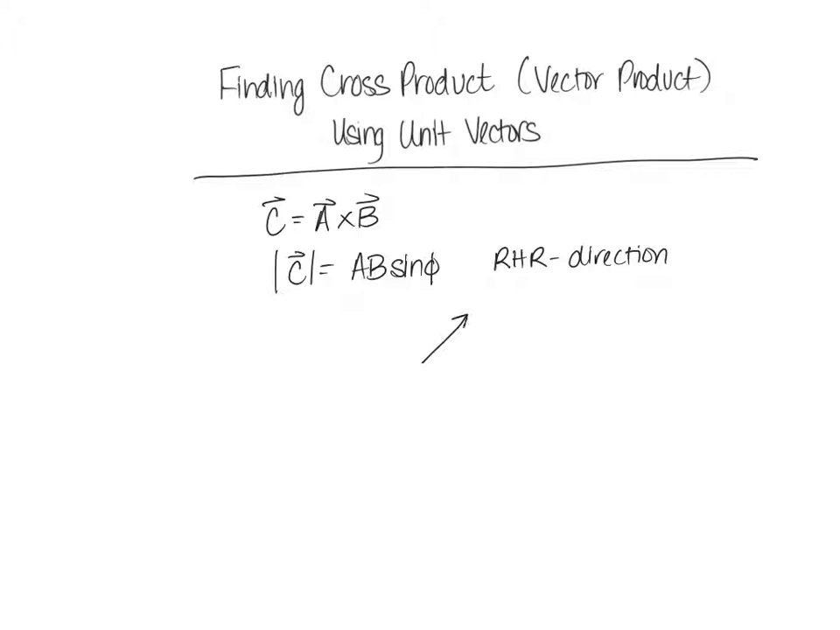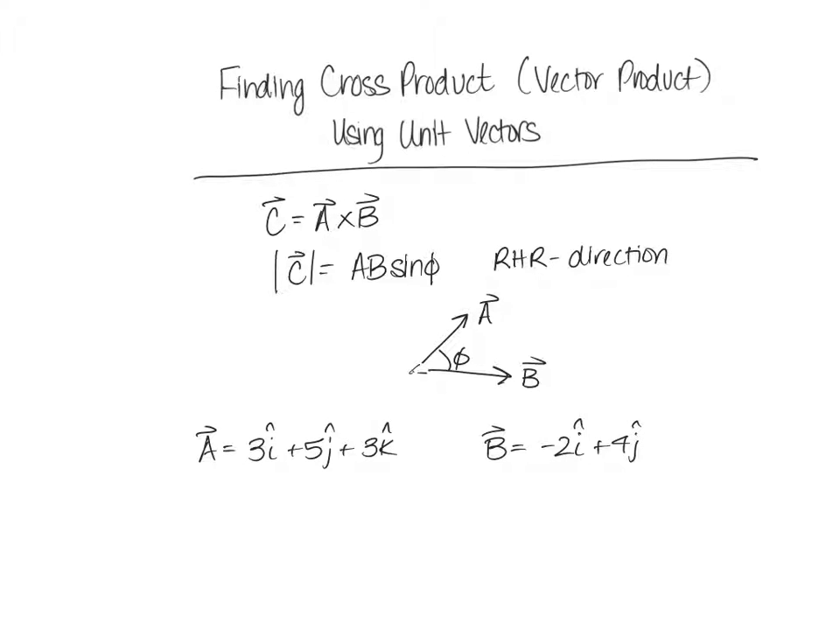However, this situation is good if we have something like this: vector A, vector B, and the angle between them. But what if vector A is given to us in the form of unit vectors, and vector B is as well? How do we find A cross B? Well, let's see.